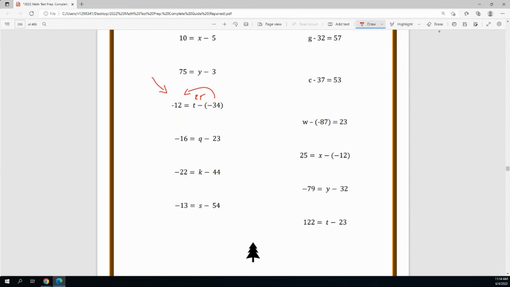So the opposite of subtracting a negative 34 is to add a negative 34. So I want to write negative 12 adding a negative 34 equals t. Again, remember, t is still on the right side of my equal sign. Things are moving to the left side away from it. So having negative 12 and adding a negative 34 is going to make me more in debt. So it's going to leave me with a negative 46.